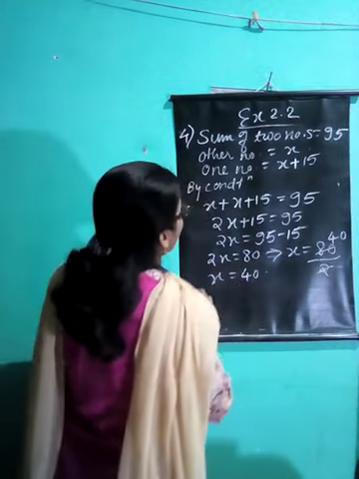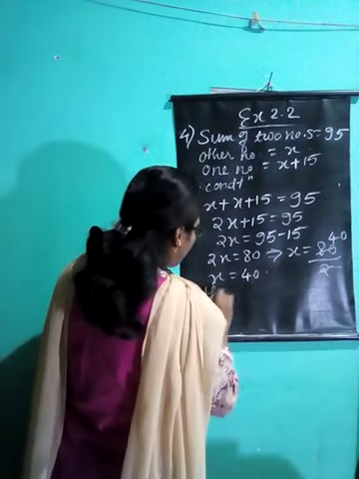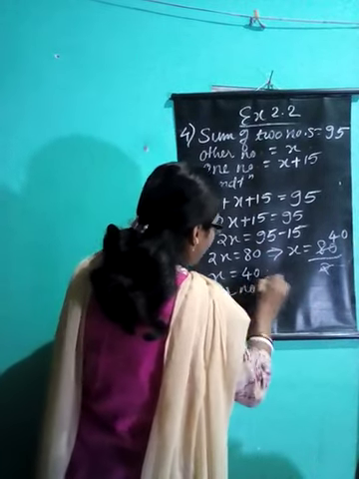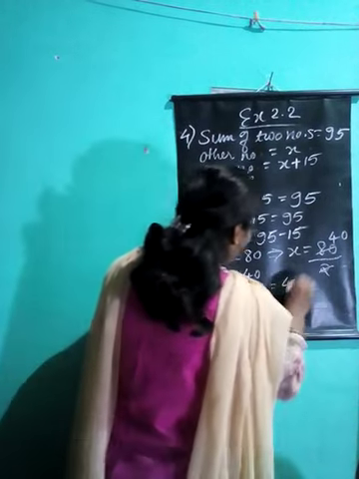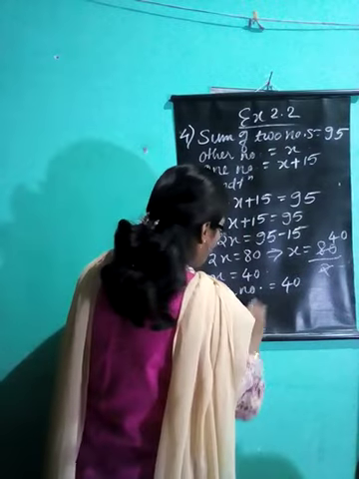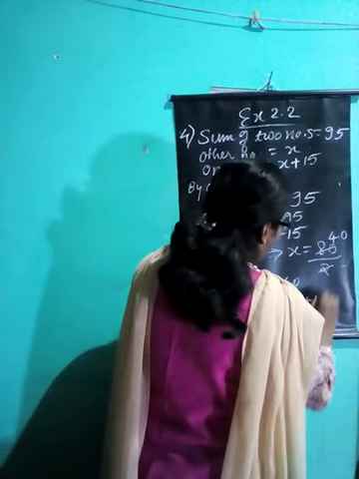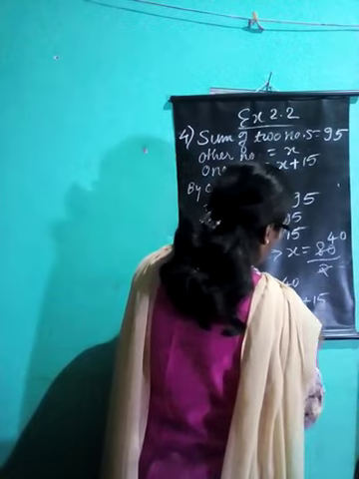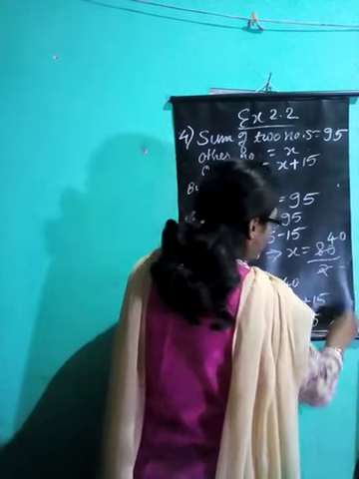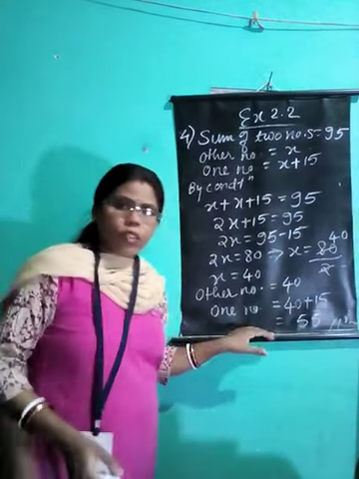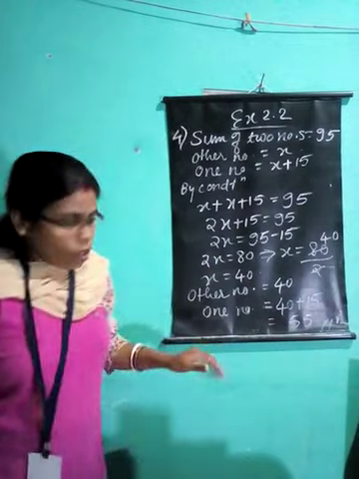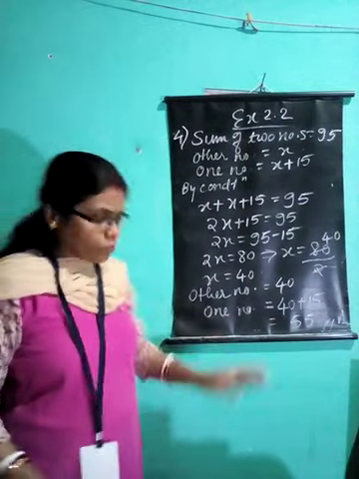This is your other number. According to what we had taken, the other number is 40 and one number is 40 plus 15, that is 55. So you have got two numbers, that is 40 and 55. This is your solution for the fourth question.